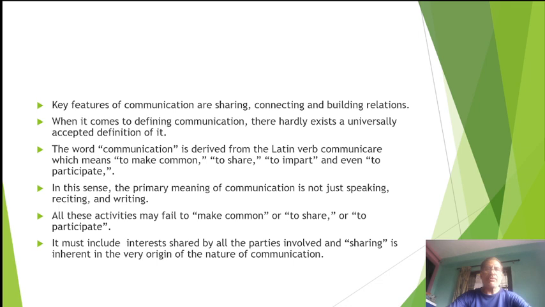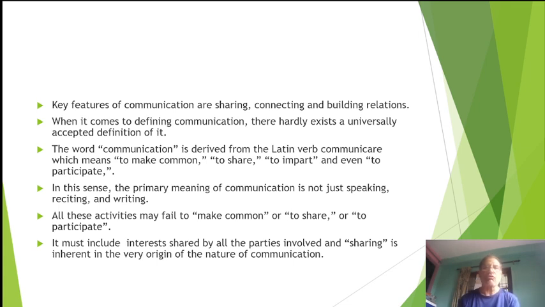Key features of communication are sharing, connecting, and building relations. The main concept of communication is sharing ideas, connecting with other people, and building relationships with people. When it comes to defining communication, there hardly exists a universally accepted definition of it. No universally accepted definition exists in the field of communication, right?